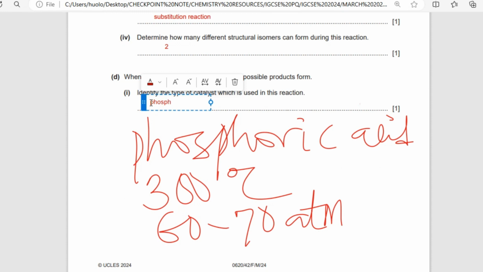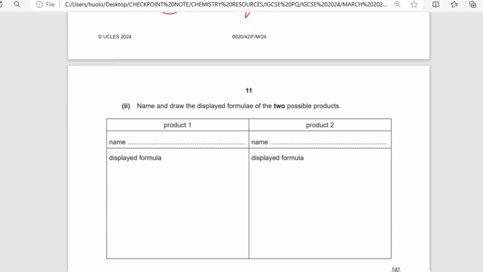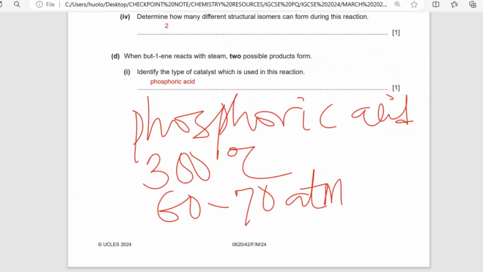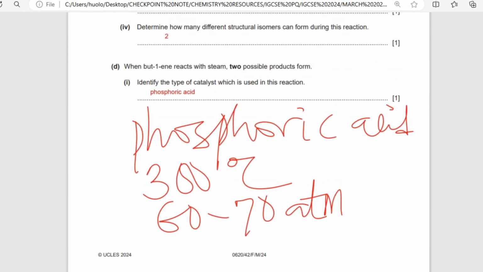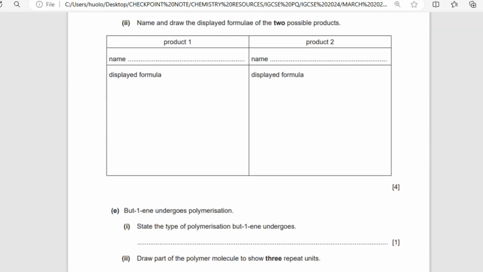We are writing phosphoric acid. Okay, so that gives you your 1 mark, phosphoric acid. So we make progress now. I think that has satisfied that question.